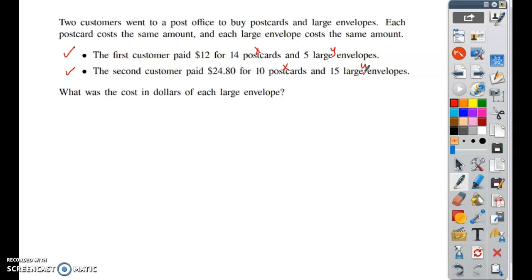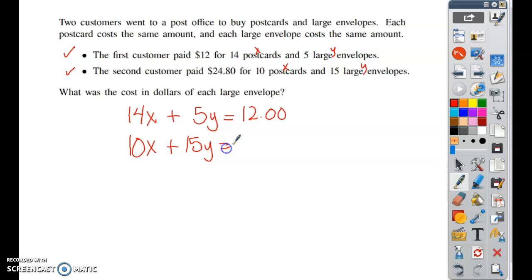So my two equations, write them down, is 14x plus 5y equals $12. Okay, the other one, 10 postcards, so 10x plus 15y equals $24.80. Easy, easy, okay? Then it says, what is the cost of each large envelope? So they're looking for the y. That's my y. So graph both of these, put these in decimals.